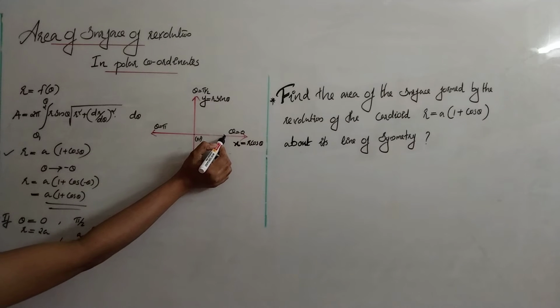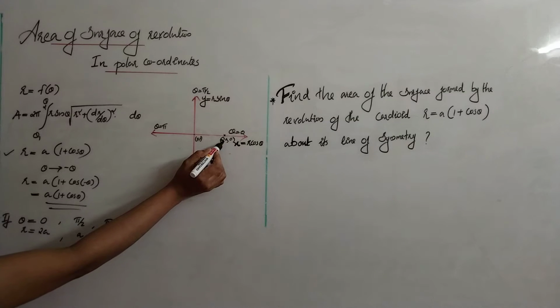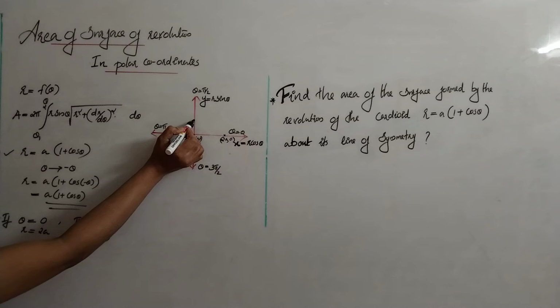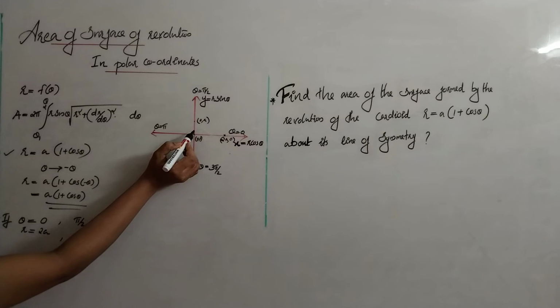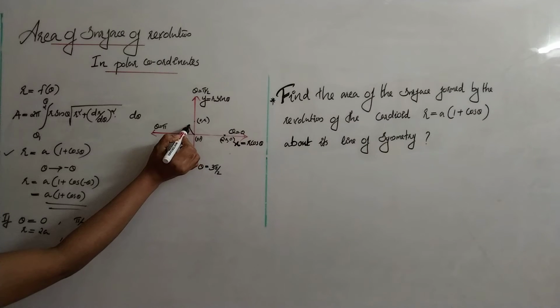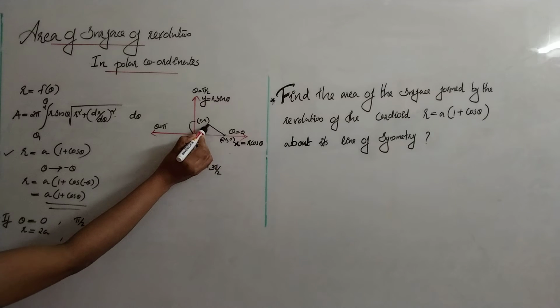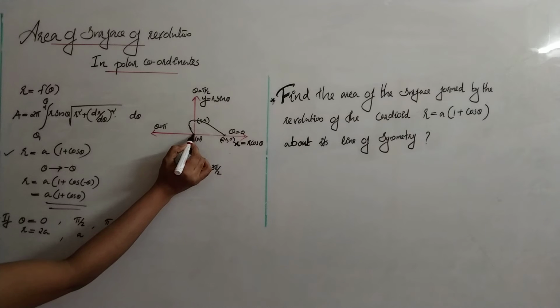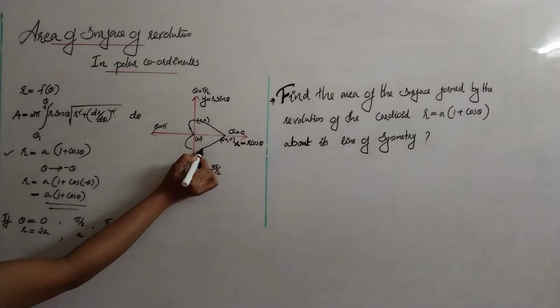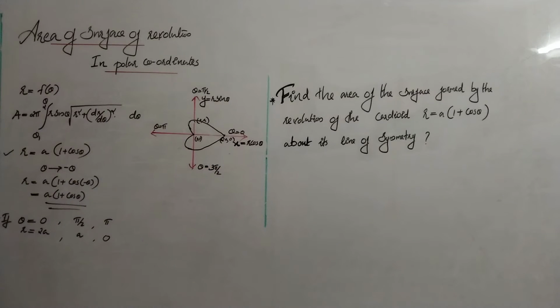So here it is 2a, 0. The coordinates are 2a and 0. Here it is 0, a, and here the value of r is 0. So the curve is of a heart shape.